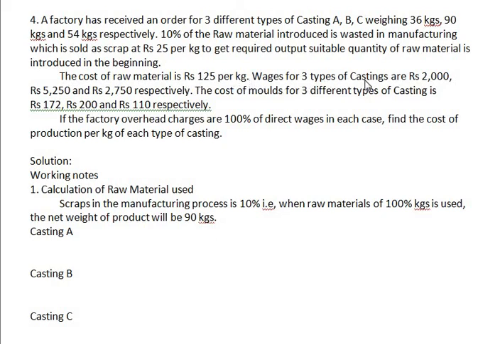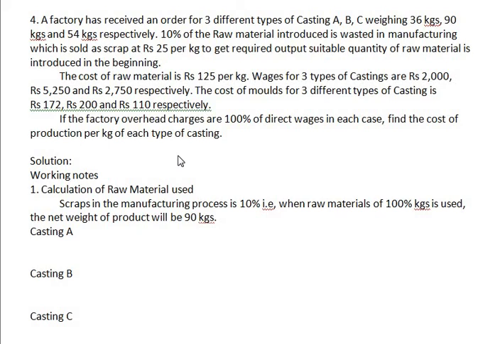Wages for the three types of castings are rupees 2000, 5250 and 2750 respectively. The cost of molds for the three different types of casting is rupees 172, 200 and 110 respectively. The factory overhead charges are 100% of direct wages in each case. Find the cost of production per kg of each type of casting. So here is the problem.